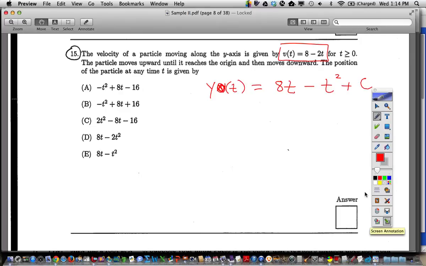Well, right. Here's the key. When you do an antiderivative, you need the plus c. You need the plus c. And then you need some initial condition. So the particle moves up until it reaches the origin. So that tells you that the particle at some point is going to have an output of 0. But what we don't know is the time that it's going to be there.